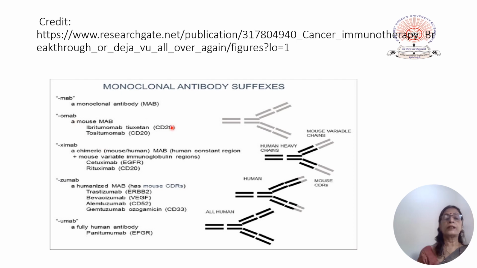These are the different types of monoclonal antibody as discussed in the previous slide. But here there are examples of the mouse-derived monoclonal antibody, humanized monoclonal antibody, then human monoclonal antibody, etc.